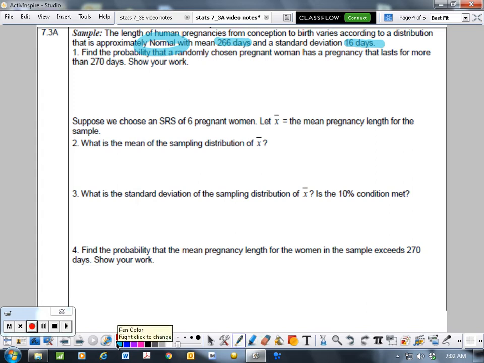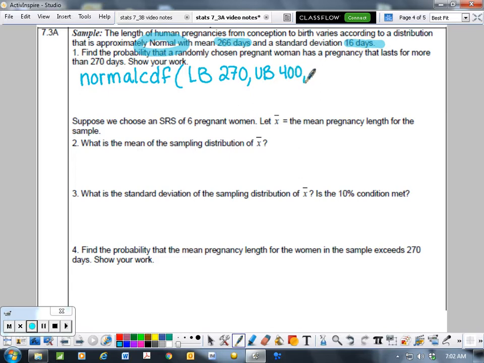Find the probability that a randomly chosen pregnant woman has a pregnancy that lasts more than 270 days. So remember, it's normal, so normal CDF. Our lower bound would be 270. Our upper bound needs to be something really big, because it has to be more than 270, so we want it to be way bigger than any value in our normal distribution, so something like 400. Our mean is 266, and our standard deviation is 16.